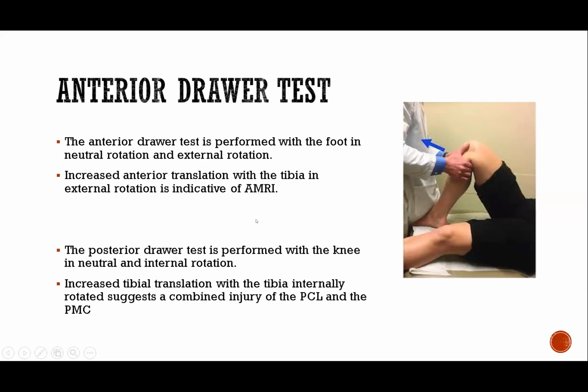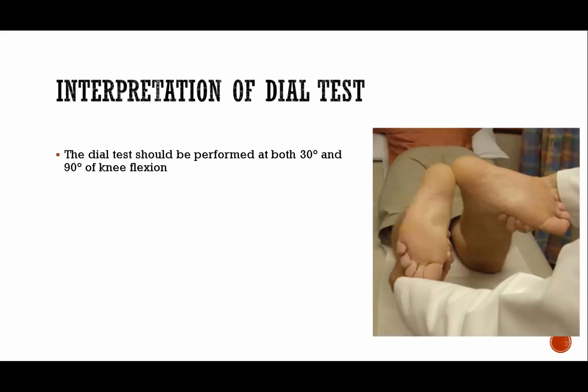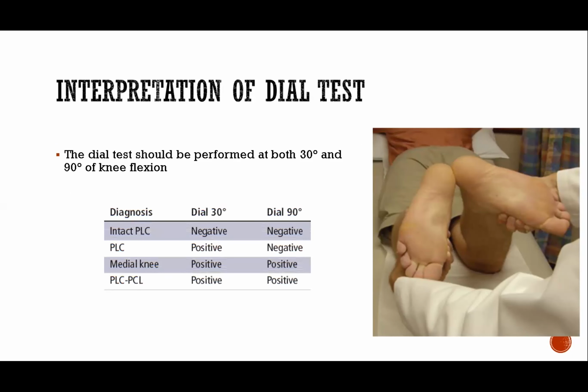Increased tibial translation with the tibia internal rotated suggests combined injury of PCL and the PMC. So we learned that POL also has restraint against posterior tibial translation. So interpretation of dial test. The dial test is done in prone with 30 degree and 90 degrees of flexion.